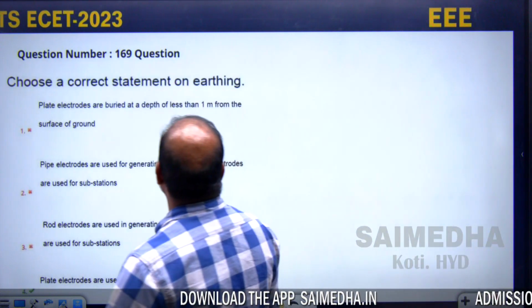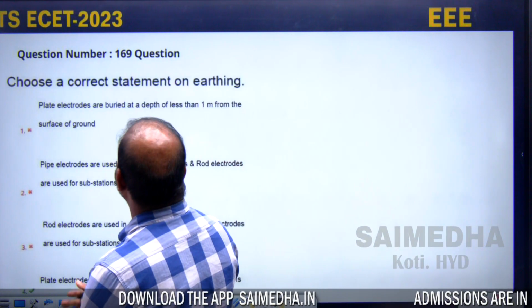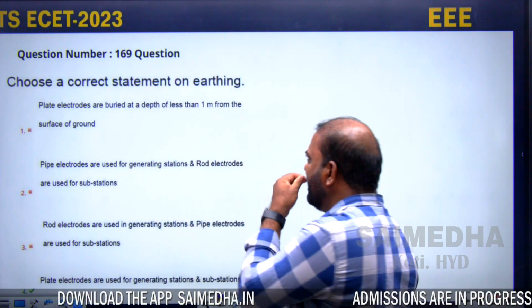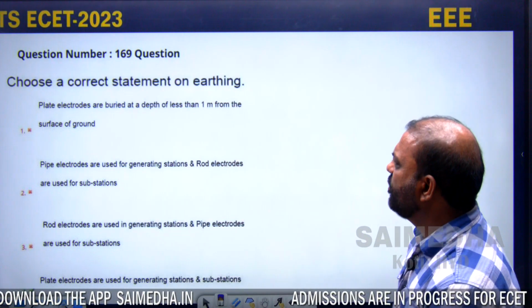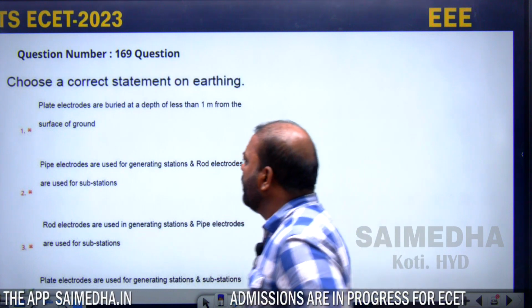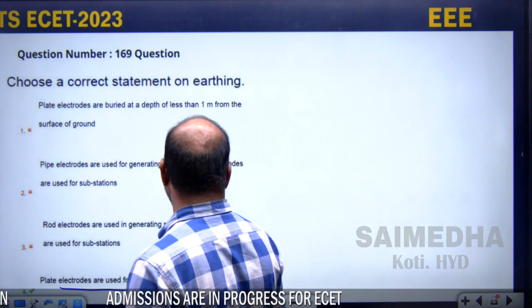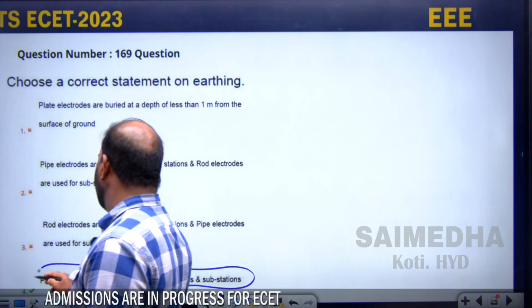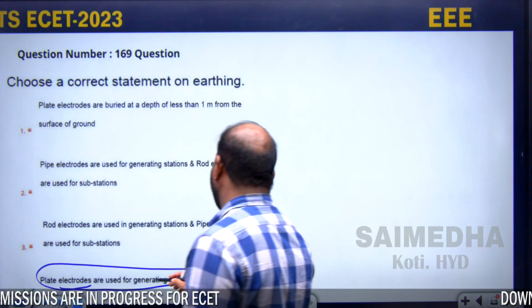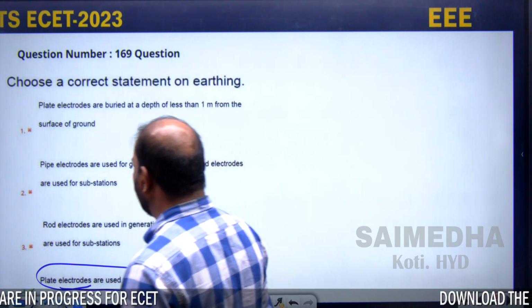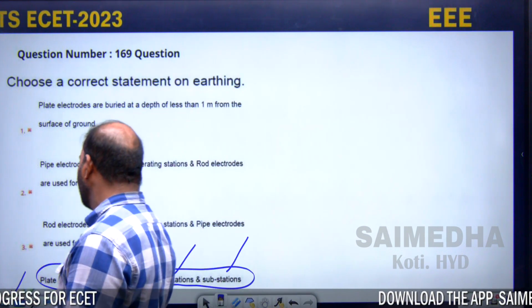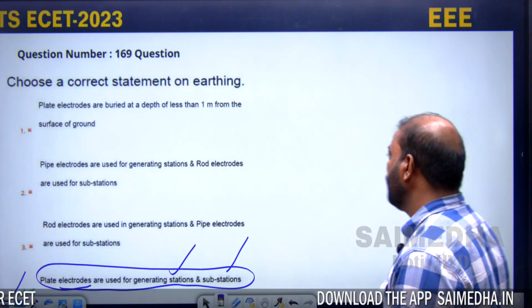Choose a correct statement on earthing. Plate electrodes are buried at a depth of less than 1 meter from the surface of the ground. Wrong statement. Generally, plate electrodes are used for generating stations and substations. So see here, for generating stations as well as substations, we generally prefer plate electrodes. So option 4 is the right answer.